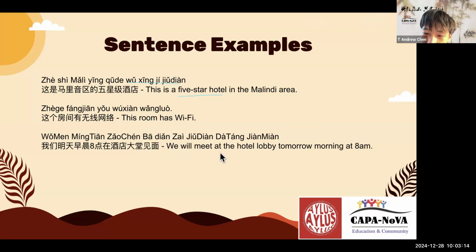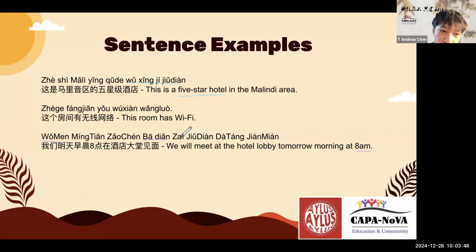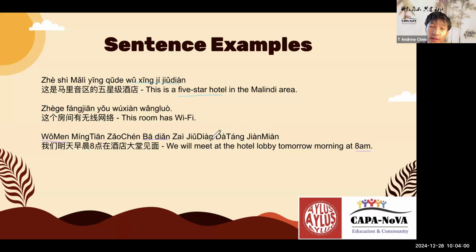And the final one. We will meet at the hotel lobby tomorrow morning at 8 a.m. So 8 a.m. is 八点, 八点钟, both work. 我们 is we, 明天早晨 is tomorrow morning, 八点 specifies the time, 在酒店大堂 is at the hotel lobby, 见面 is meet. So we will meet at the hotel lobby tomorrow morning at 8 a.m.